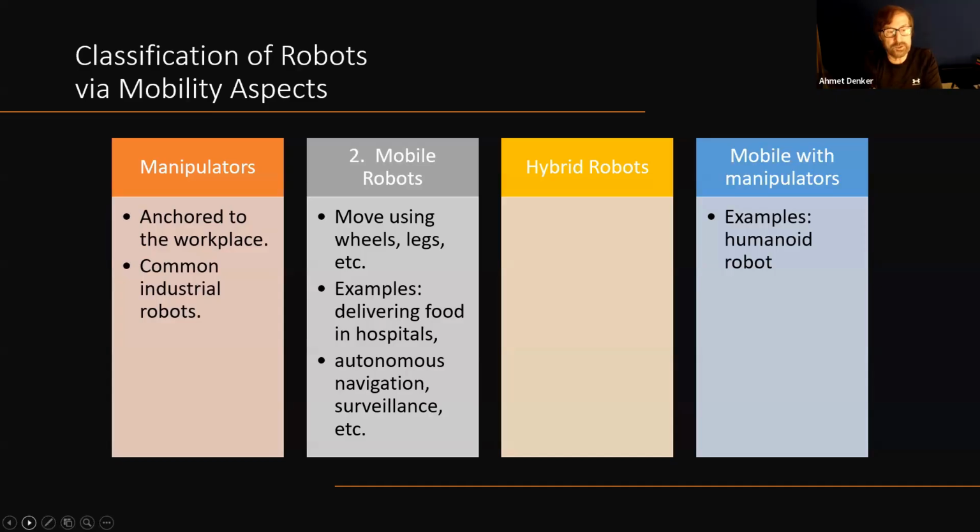Now at this stage, let us try to classify the robots. We can classify robots in more than one way. The first one we will use is with respect to its mobility aspects: can the robot move, or are they stationary?